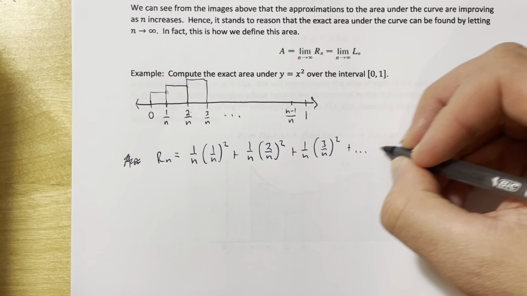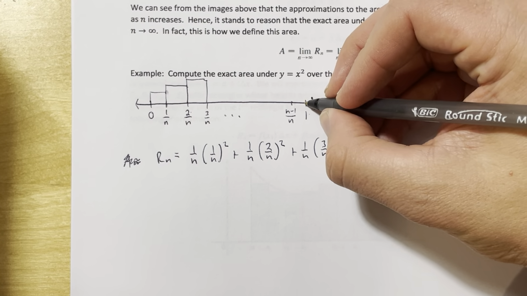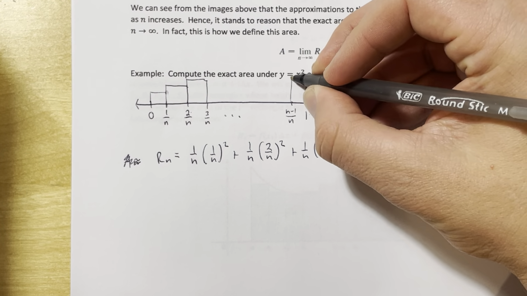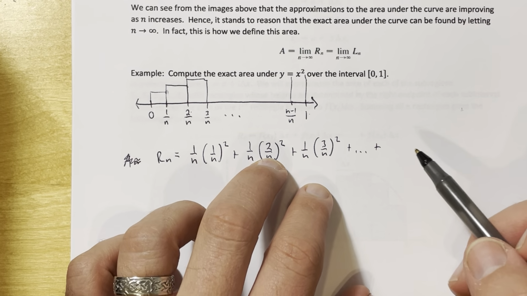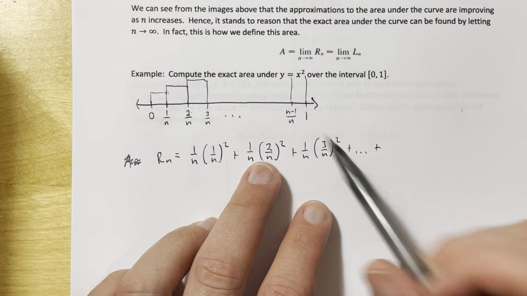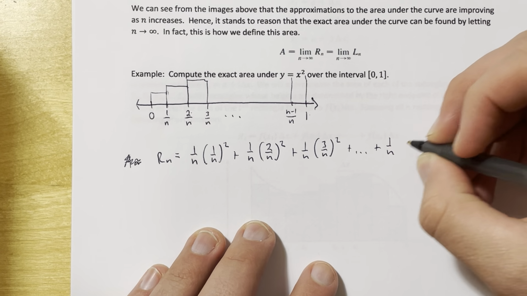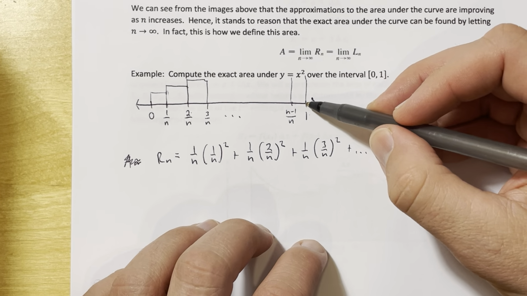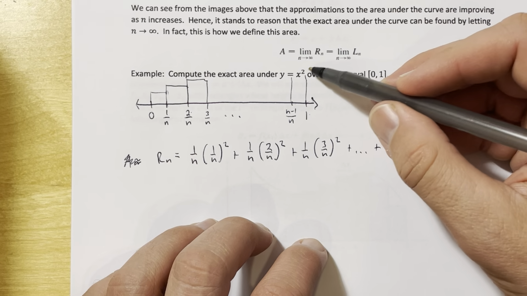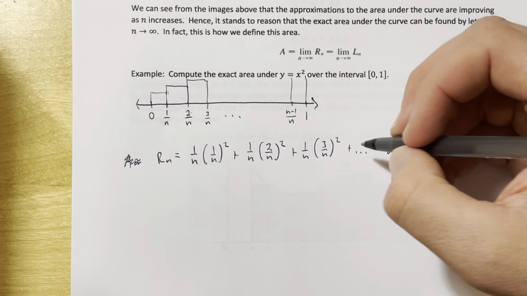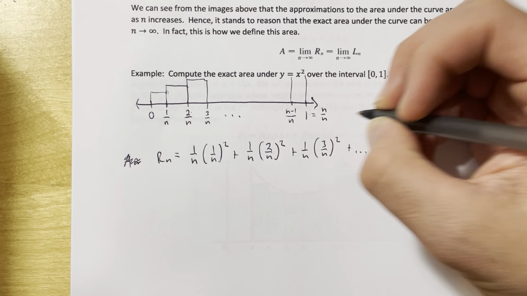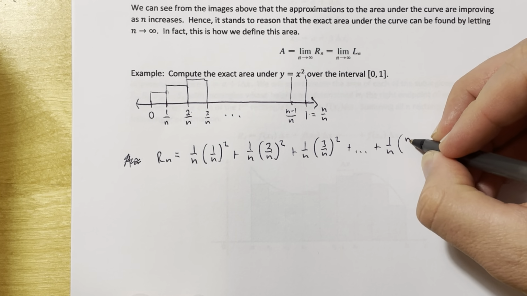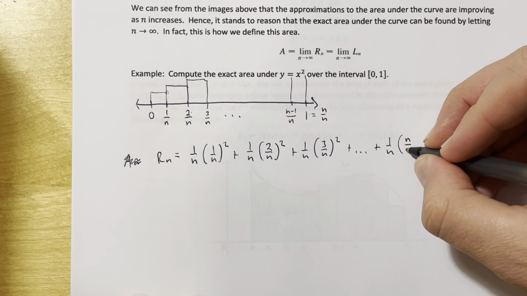And notice that this is going to continue until I get to this last rectangle, whose base is still going to be 1 over n, but whose height is going to be this right endpoint plugged into my function, 1 squared. But let's try to keep things consistent here. Let's call that n over n, just so there's an apparent pattern here: (n over n) squared.